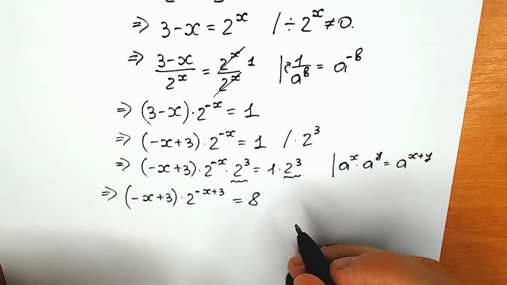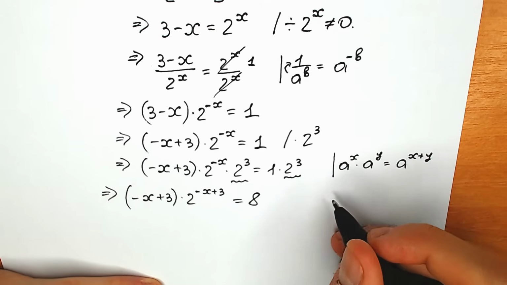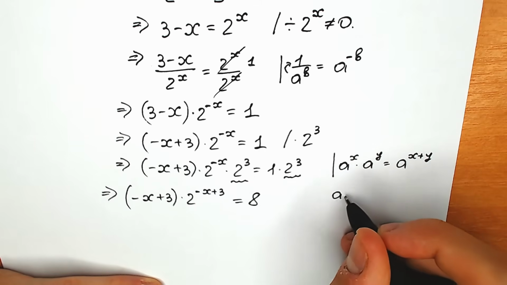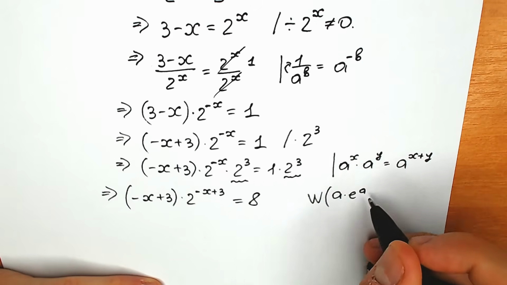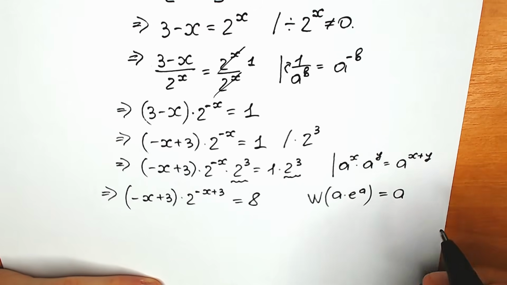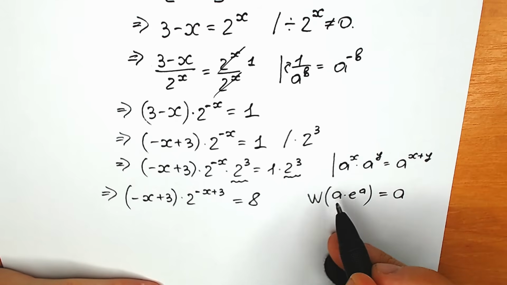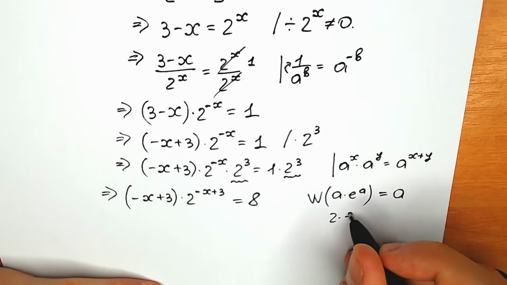There is a thing which is called the Lambert W function, an extremely important, extremely great function in terms of math. This function looks like that. When you have a times e to the power a, when you have this structure, and you apply the Lambert W function to this expression, as a result, this is equal to a. So the main thing, you need to have the same expression right here and the same expression as the power of e. For example, we have 2 times e to the power 2.